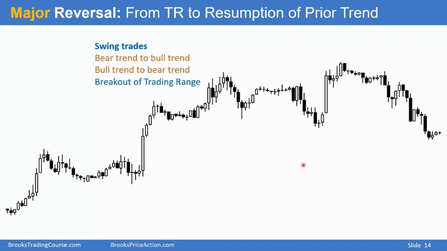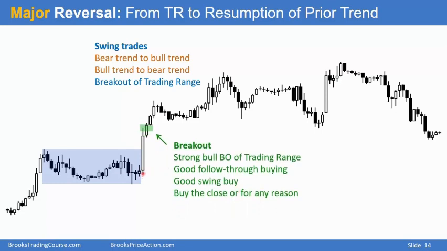A swing trade, a bear trend to a bull trend to a bear trend, or a breakout of a trading range. Here we have a trading range and a bull breakout. This is a potential swing trade for a couple of legs up at a minimum objective. We have a breakout bar closing above the high of the past 20 or 30 bars. High probability of going at least a little higher.